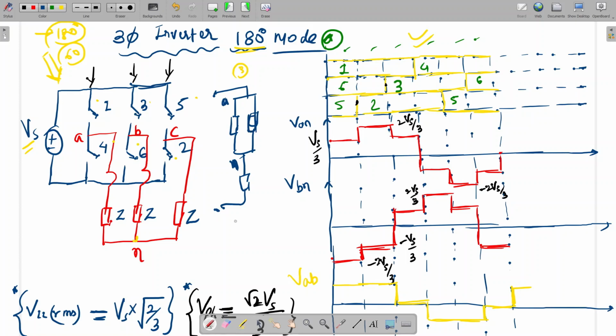So Z by 2 divided by Z by 2 plus Z. How much will this factor be? 1 by 2 divided by 3 by 2. So this will be 1 by 3.